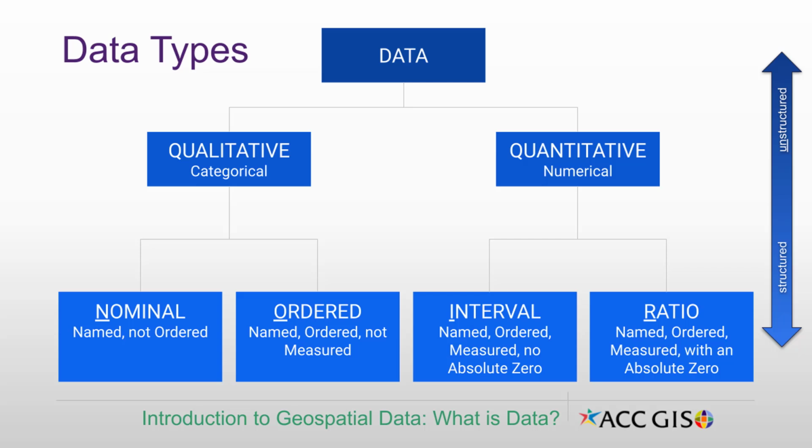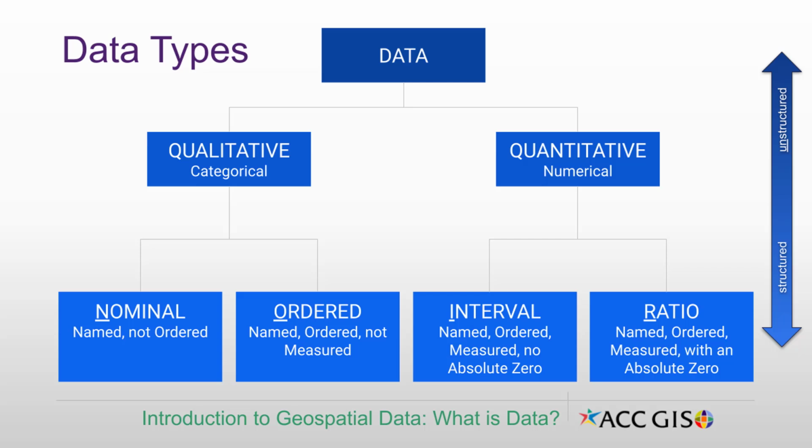Nominal and ordered are qualitative data types. Nominal is named and not ordered. So for example, in GIS, if we have different land cover types, we have water and we have vegetation and maybe we have urbanization. Not one land cover is better than the other. They're just different. So they're named, not ordered.